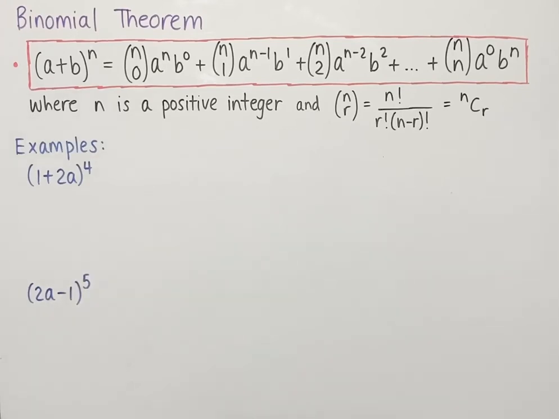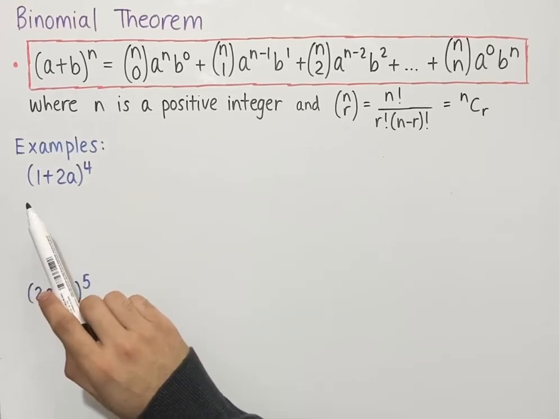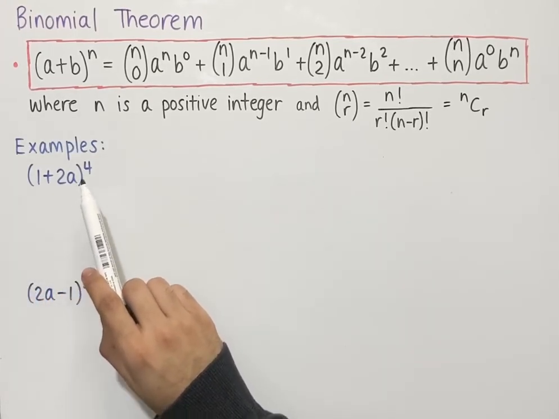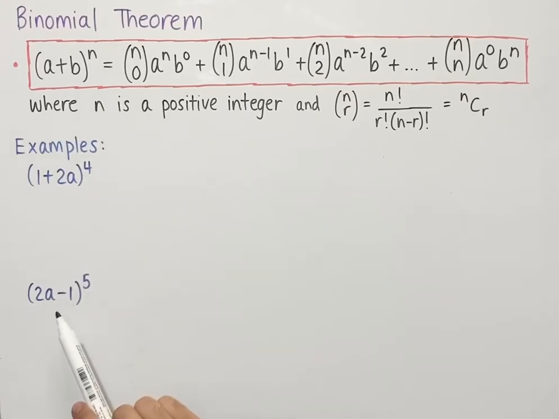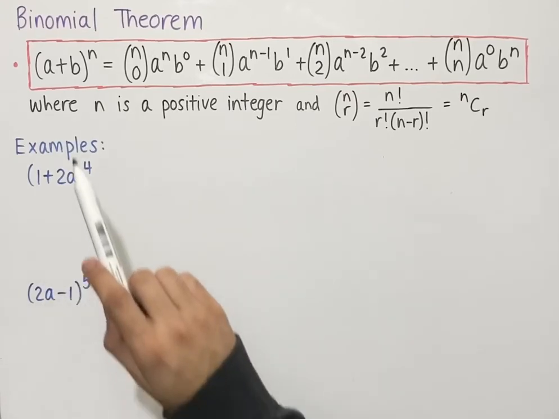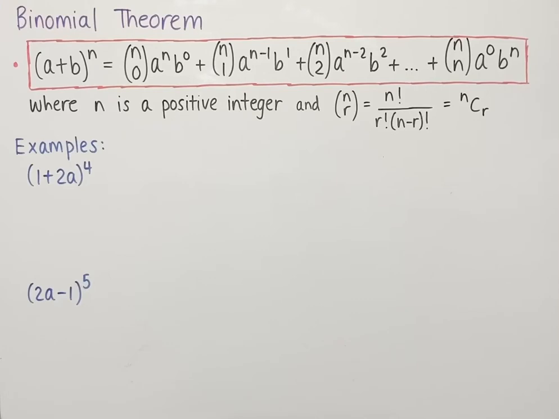The binomial theorem helps us expand binomials where we have a power that is a positive integer. For example, if we wanted to expand out (1 plus 2a) to the power of 4, or (2a minus 1) all to the power of 5, we could use the binomial theorem to expand these out quickly.